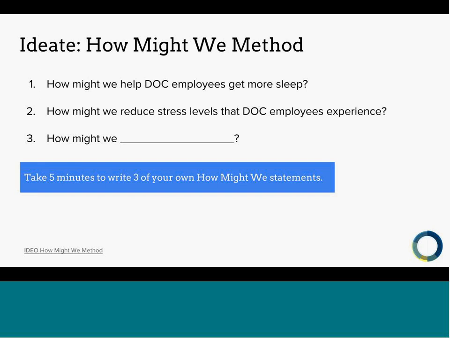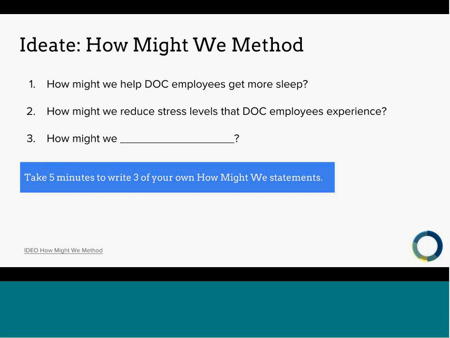Some examples that I wrote up. How might we help Department of Commerce employees get more sleep? That's super broad, and not best in terms of putting into an app or a design that we can create. The next level down would be: how might we reduce stress levels that DOC employees experience? That one's a little more specific because it talks about stress levels.